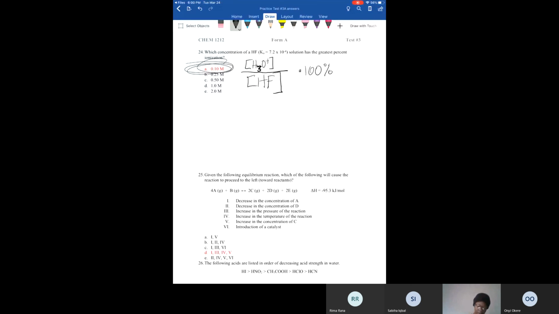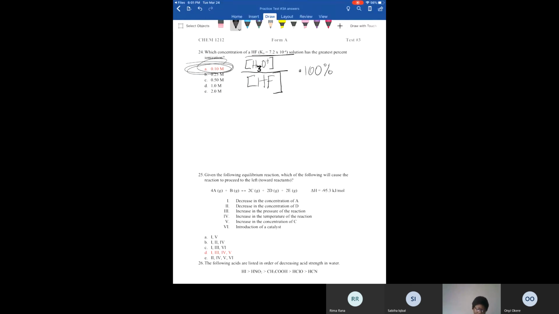Because your H3O plus is dependent upon your Ka value, the concentration of the acid doesn't affect the H3O plus concentration. Only the Ka does. And because the Ka is a constant in this case, your H3O plus is not going to change. The only thing that's changing is your concentrations.